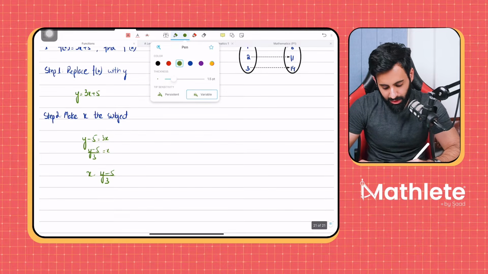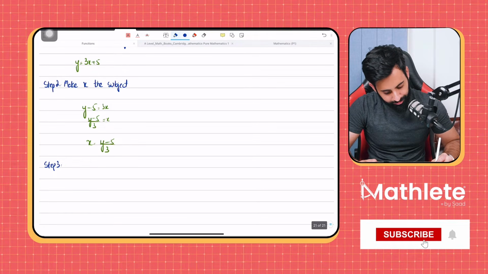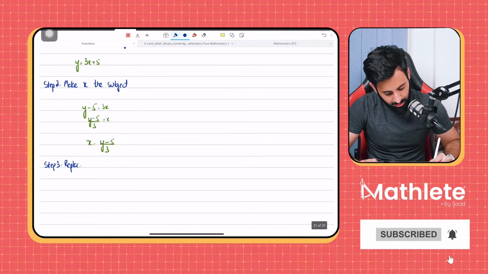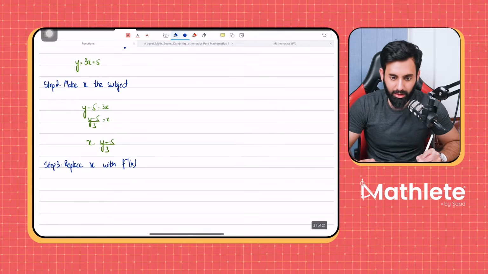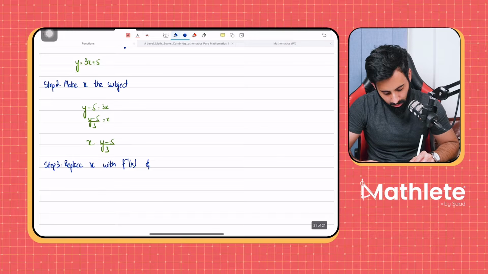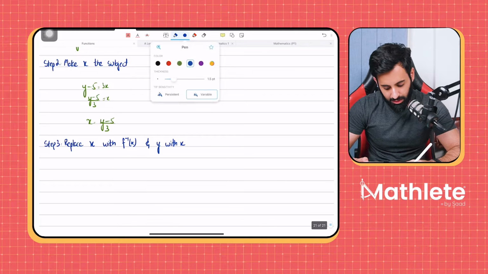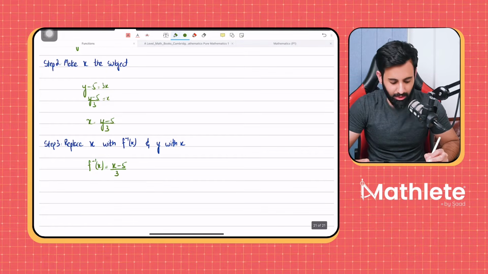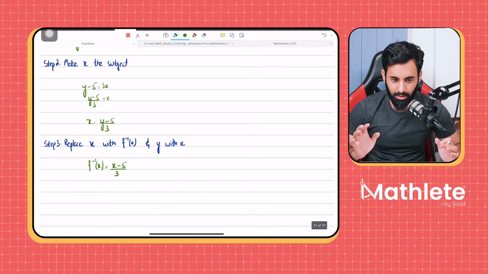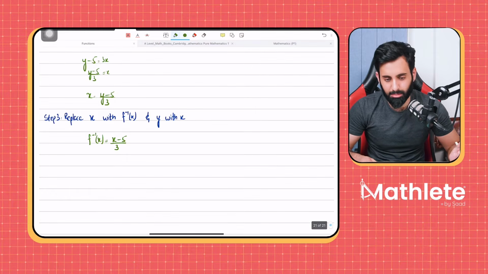There's one more step which you have to do, and this is also very important. You replace x with f inverse of x, and y with x. Replace x with f inverse of x, since that's what you were supposed to find to begin with, and replace y with x. And there you go. You found the inverse of this function, which was 3x plus 5. The inverse is x minus 5 upon 3.